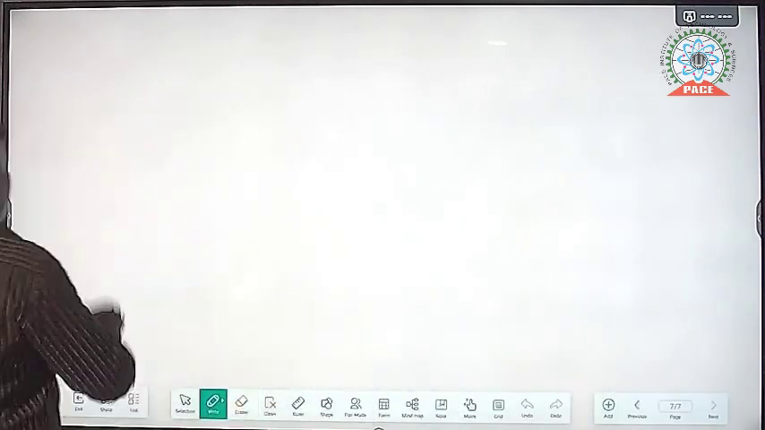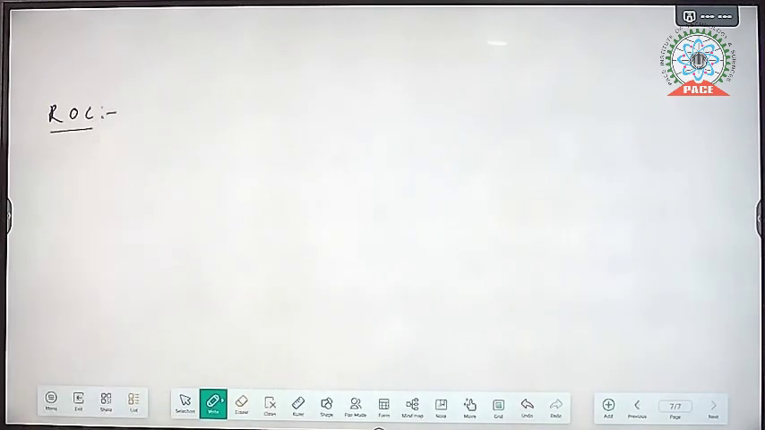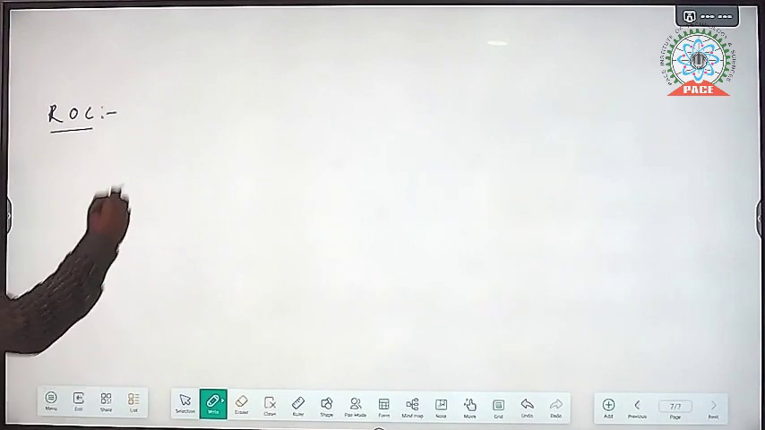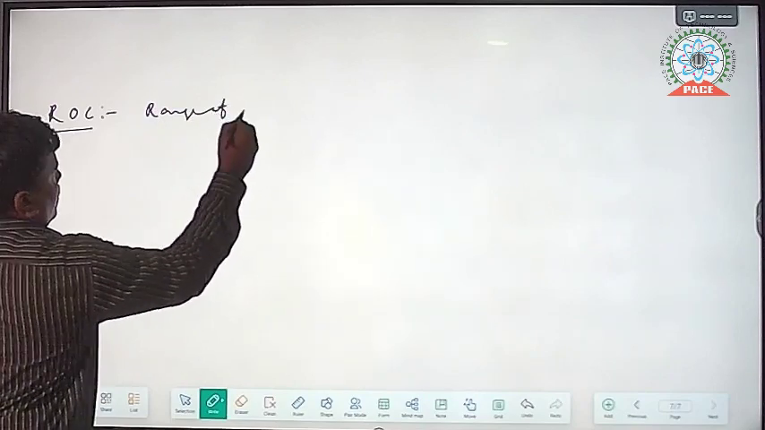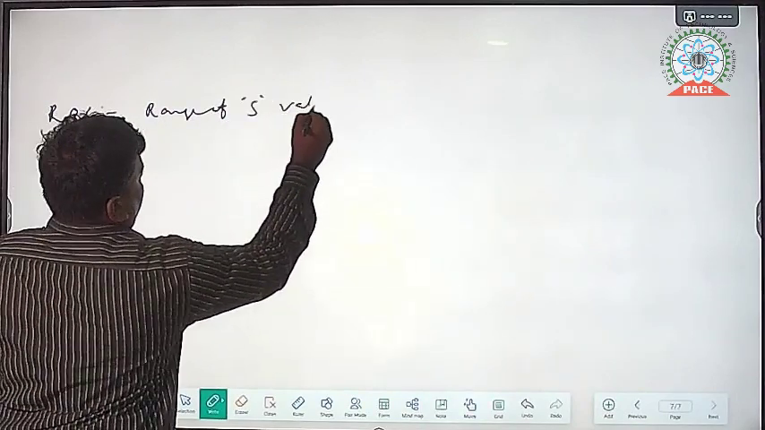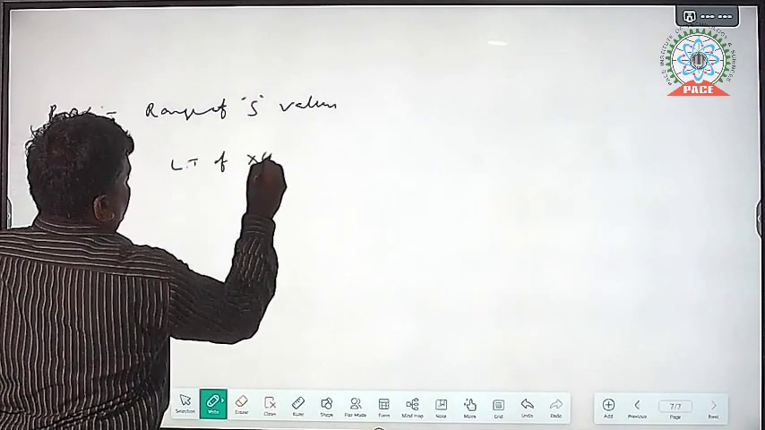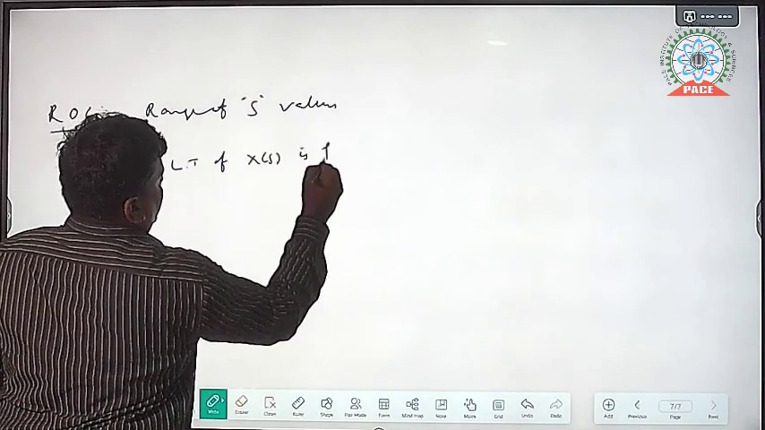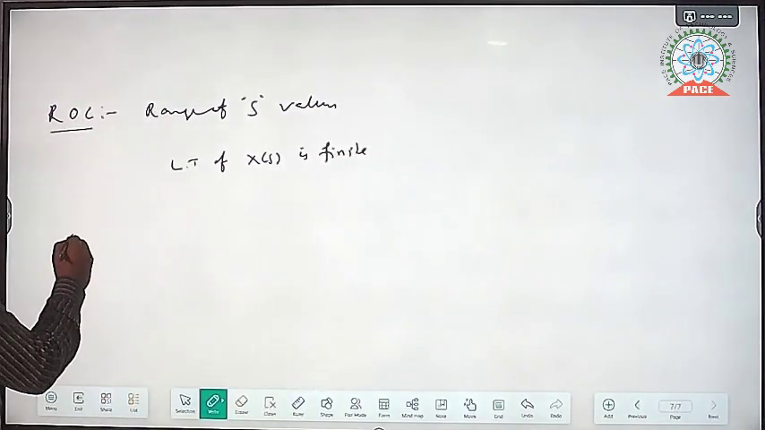Region of convergence means the range of S values for which the Laplace transform of X of S is finite. That is the region of convergence. Suppose e power at u of t, the Laplace transform is 1 by s minus a.